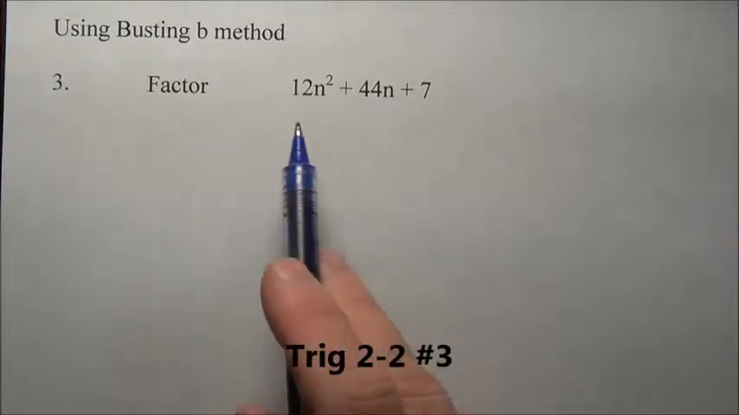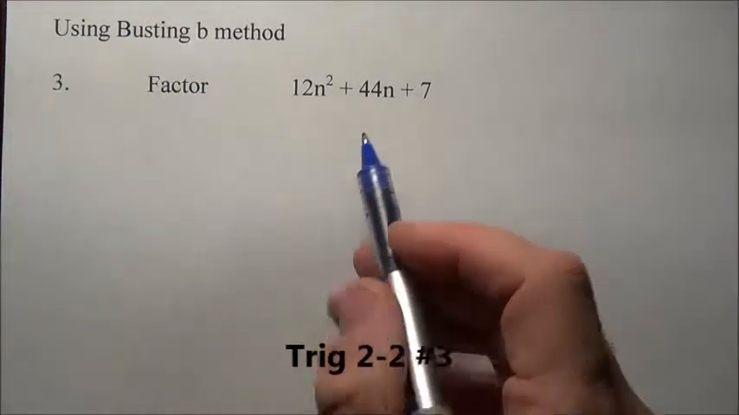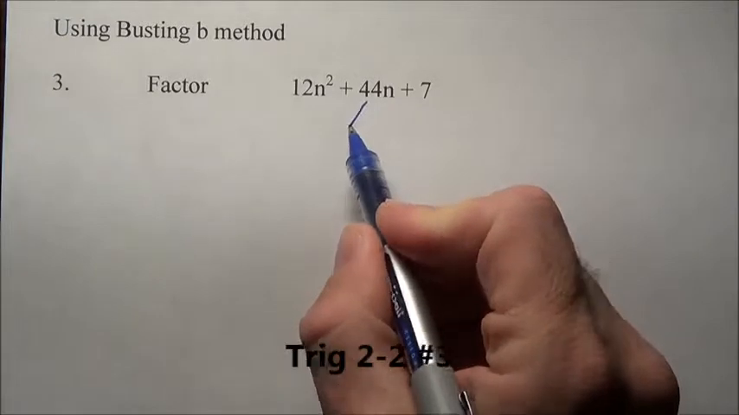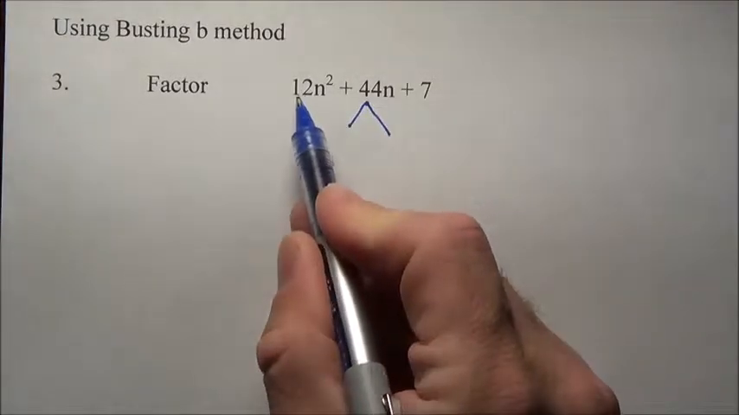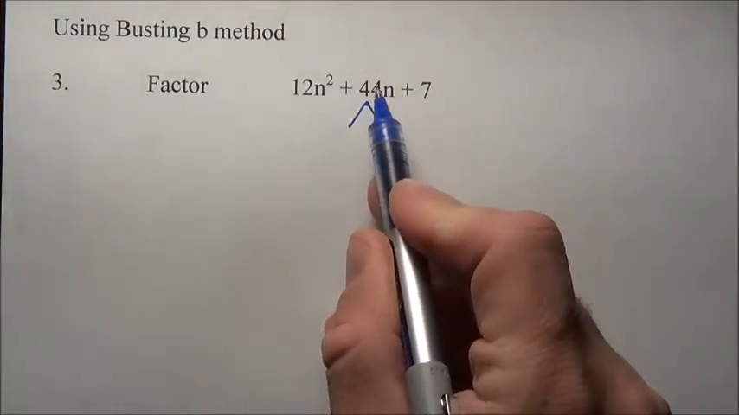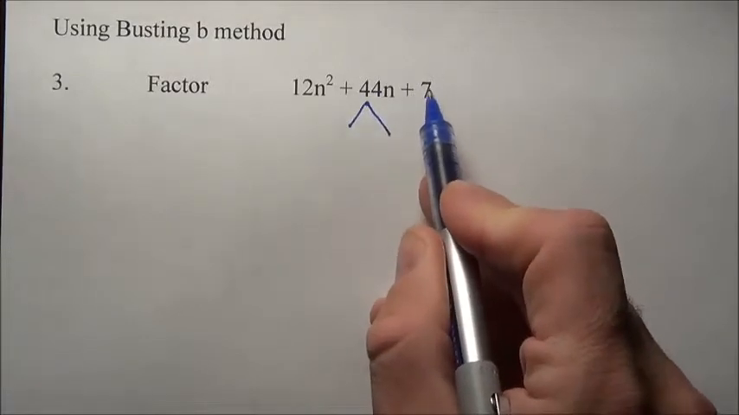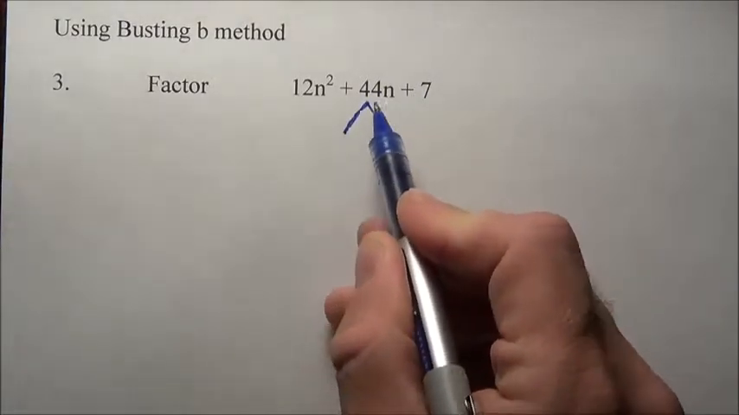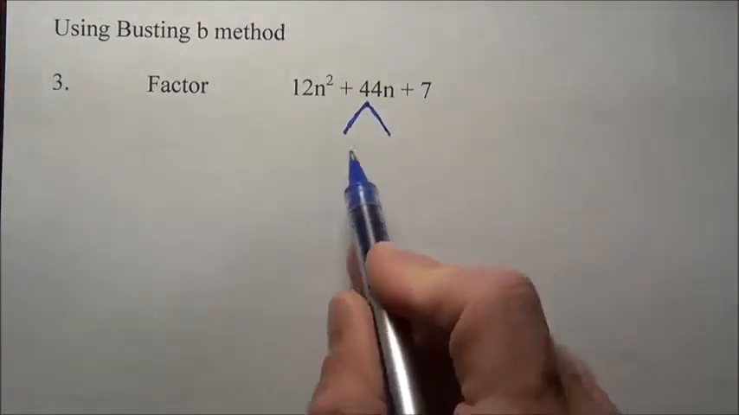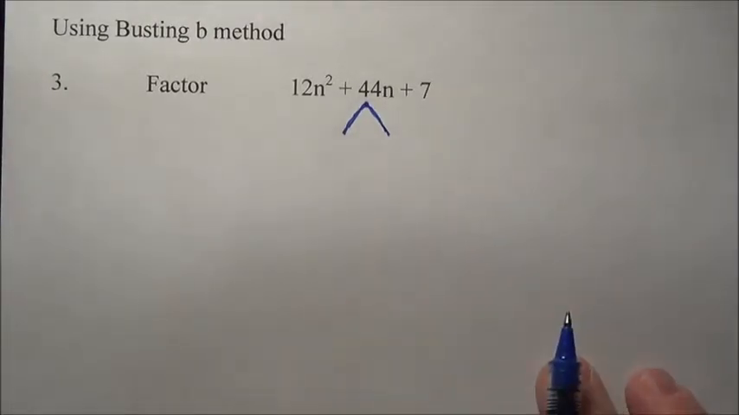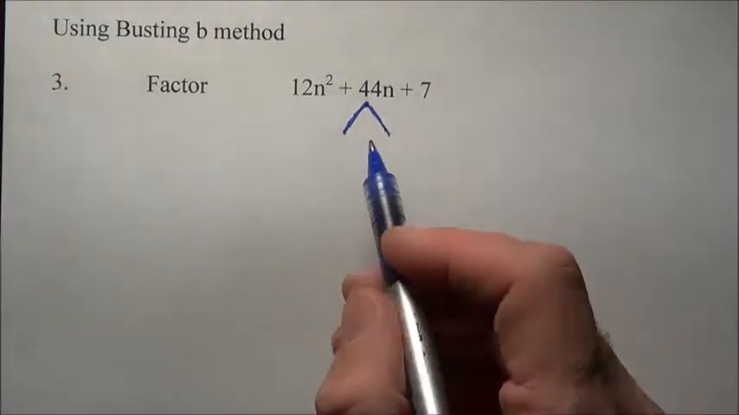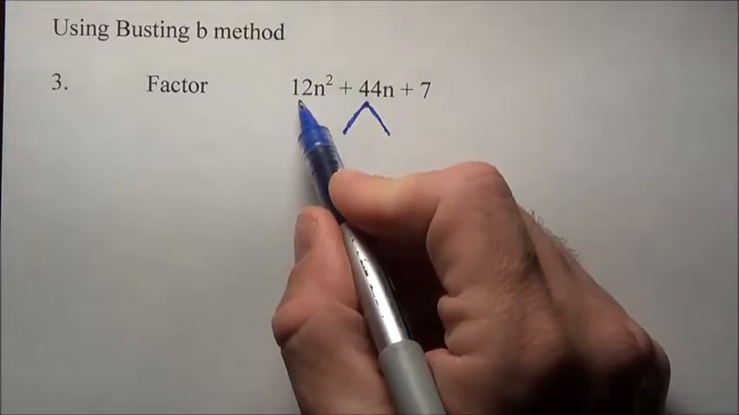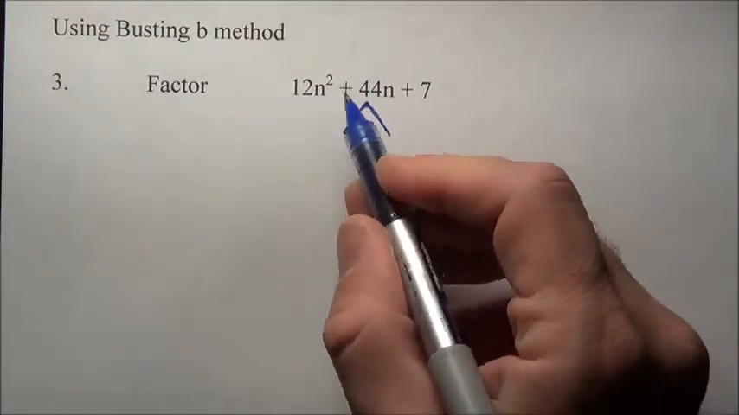So problem 3, we want to factor this, so we want to use the busting B method. Busting B method means we're going to break this B value. Again, the value in front of the n squared is A. This is your B value. The value here is C. It's called busting B because we're going to break this 44 into 2 parts, and then we're going to factor things by grouping.